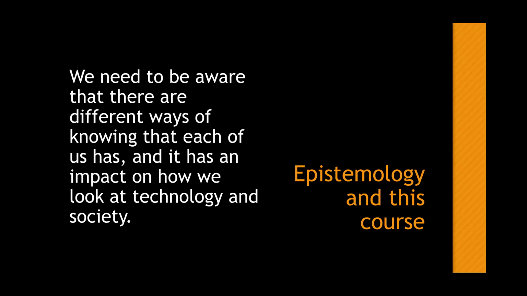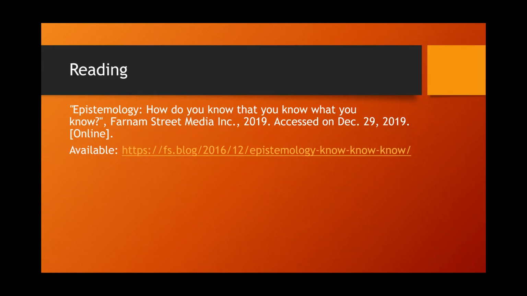So epistemology in this course. We need to be aware that there are different ways of knowing that each of us has, and it has an impact on how we look at technology and society. How we view it, how we choose to use it, how we see it as a benefit or a hindrance, how it changes us either explicitly or implicitly, and being aware of that and identifying the views of what people see. And where is your place within this kind of spectrum? Or if it is a spectrum, whatever it is, versus how do you relate to others, and how could you shift over time and change?